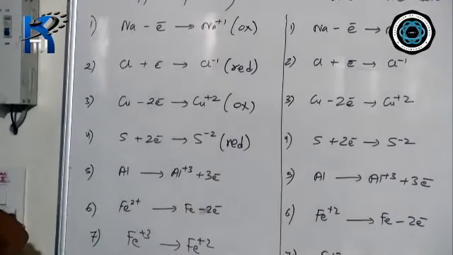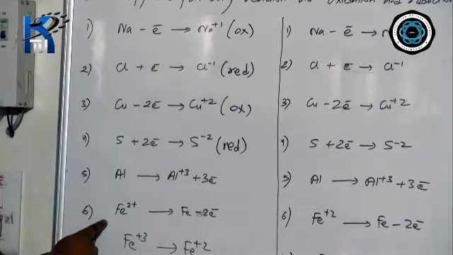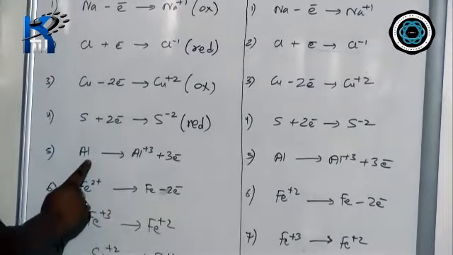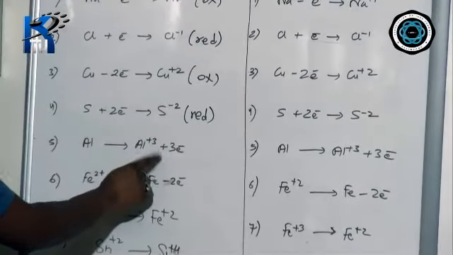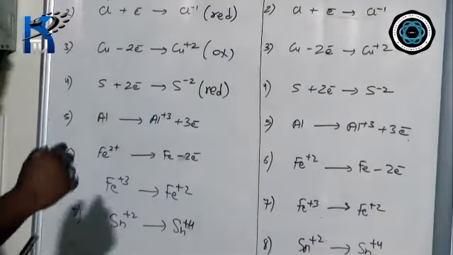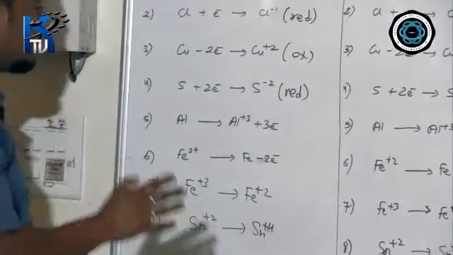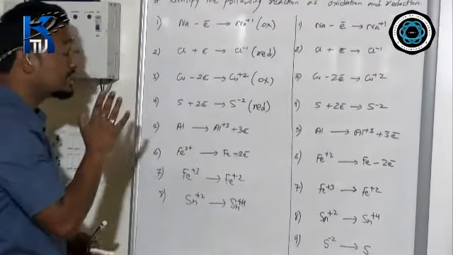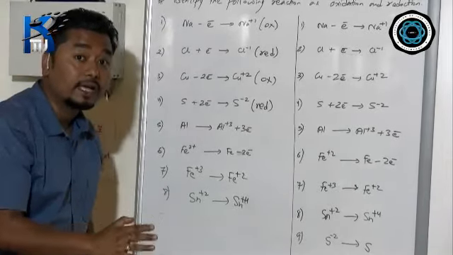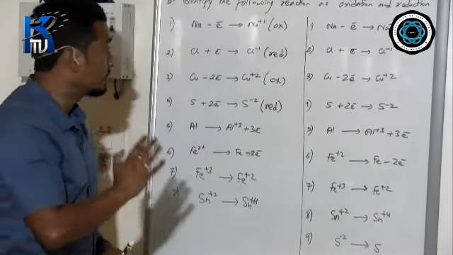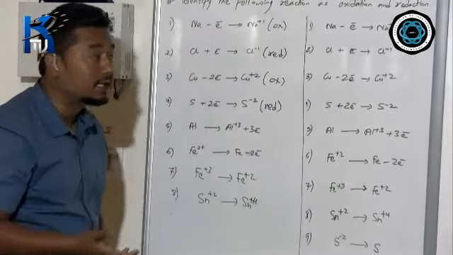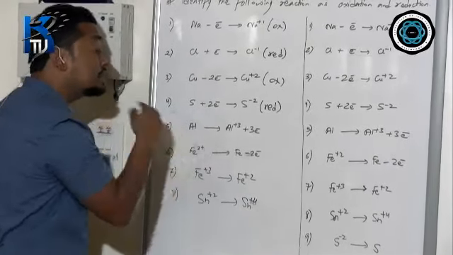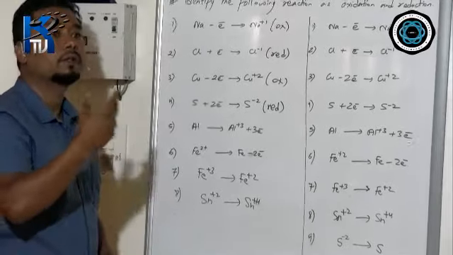Now we go to number 5. Be careful in 5 and 6. In number 5, if you see properly, the electron is not in the reactant side. Instead, it is in the product side. There is a little confusion for some students. To eradicate this confusion, always remember that you have to bring the electron to the reactant side before you determine oxidation or reduction. In the first 4 examples, we determined directly because the electron was in the reactant side. But if it is in the product side, bring it to the reactant side, change the sign, then determine whether it is oxidation or reduction.